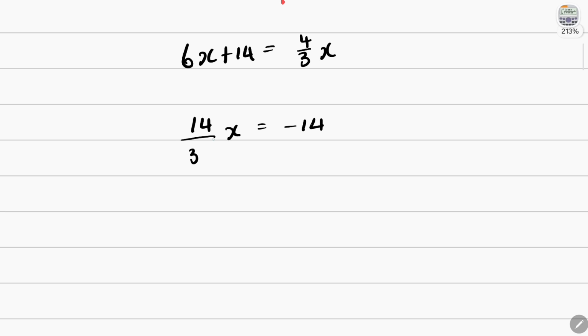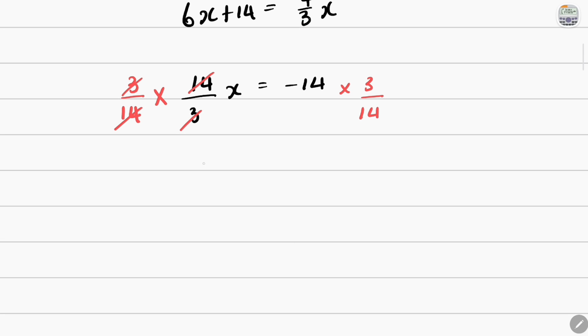So to get rid of this 14 over 3, you can decide to divide both sides by 14 over 3, but you could also just multiply both sides by 3 over 14. And then that will get rid of that numerator and the denominator. What you do on one side, you must do on the other side. So it's also times 3 over 14. And now, therefore, x is equal to, the 14s cancel and are gone, but you still have the negative 1 and the 3. So they multiply and give you negative 3.